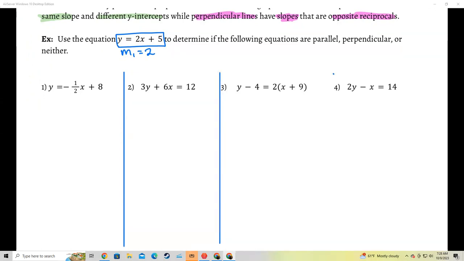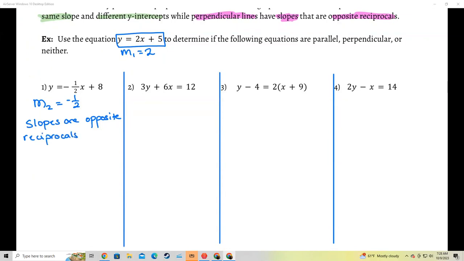I mean, a good chunk of this is just, can you figure out the slopes and the relationship between the two things? So the first thing I noticed is that if my first slope is 2, this second slope is negative 1 over 2, which is the opposite reciprocal. So slopes are opposite reciprocals. So perpendicular. This must mean that these two lines are perpendicular to each other.